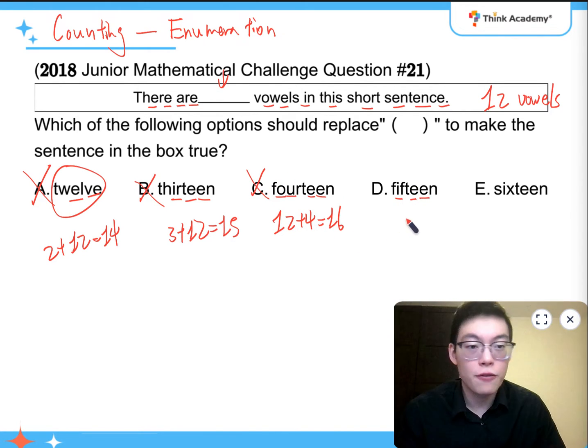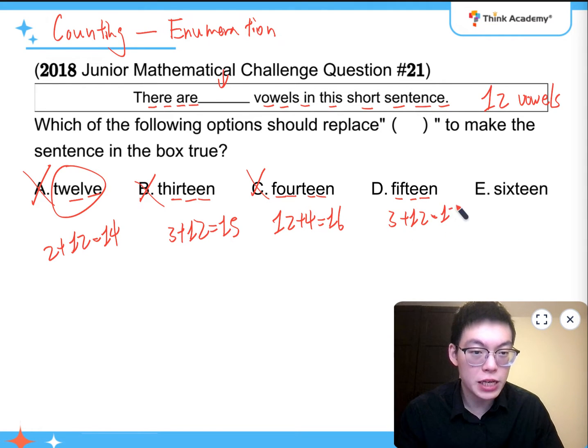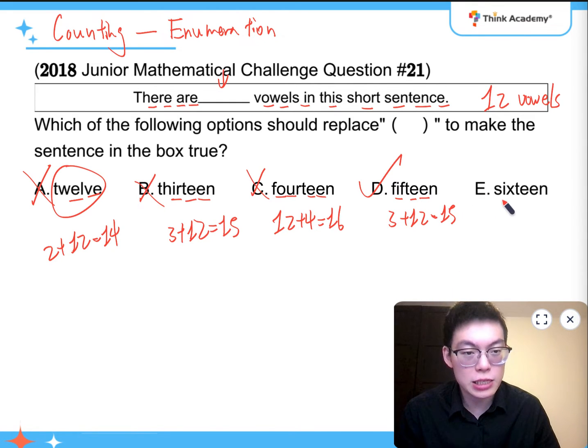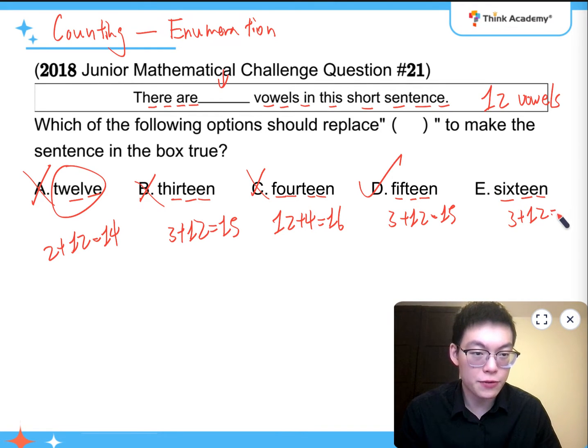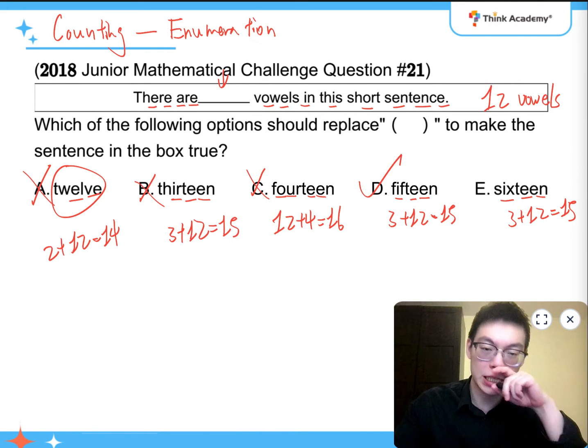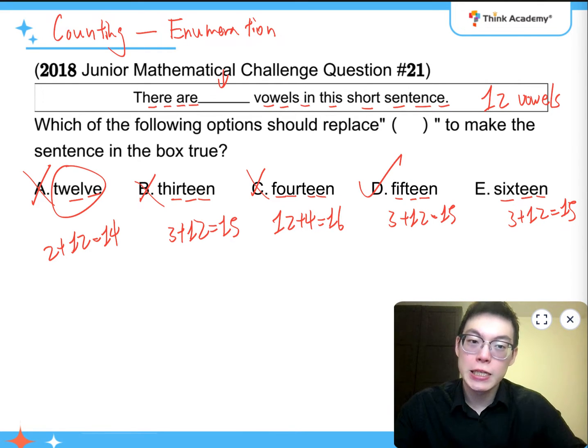15 has got 3 vowels, so 3 adding 12 is 15, which matches the statement, right? So the answer is going to be 15. And at last, 16 has also got 3 vowels. 3 adding 12 is 15, which is not 16. Okay, so that's how we can find the answer to this question. Just like that.